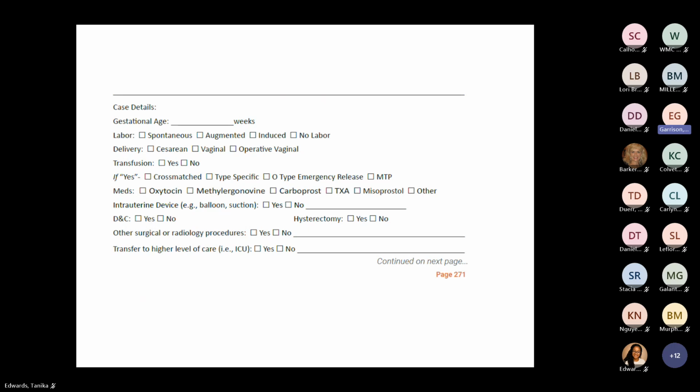This is information about the case itself that you can have someone who's leading the team debrief fill out. So it doesn't have to necessarily add to the time of the debrief, but again, it gives you some information about what happened with the case. And then the next slide.